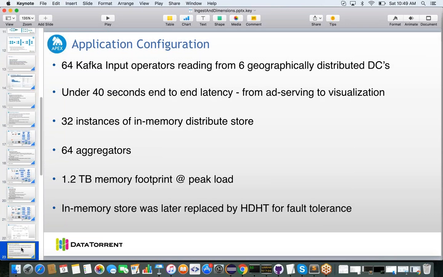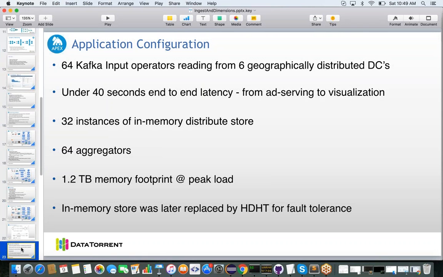Here's how the application looked at the end of it. There were 64 Kafka operators reading from 6 geographically distributed data centers. So there were 6 Kafka clusters sitting in 6 data centers, and these 64 input operators were reading from them. Each Kafka cluster had, I think, 7 brokers and multiple topics with multiple partitions, and we were providing a unified view into Apex using the Kafka input operator that is already available. The end-to-end latency came down from 5 hours to 40 seconds.